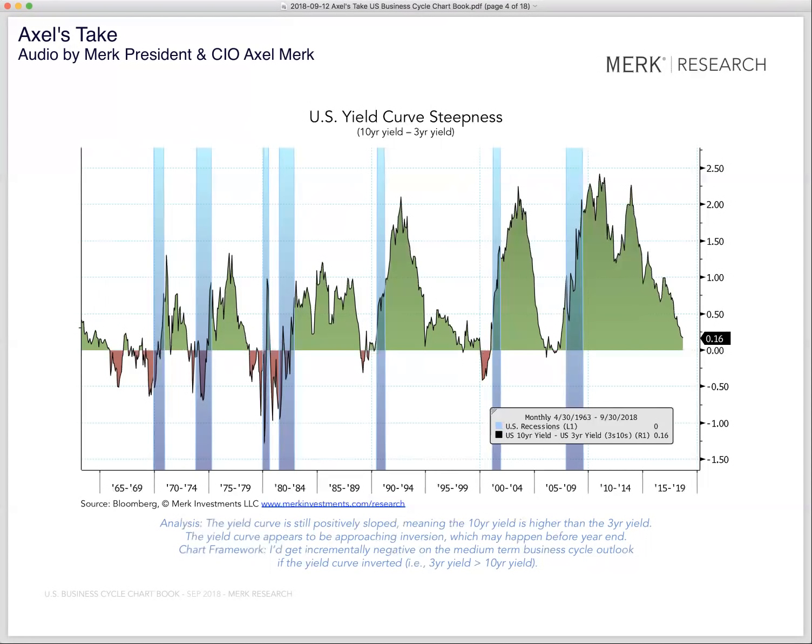A couple of things. One is that it is a necessary but not sufficient condition, at least historically speaking, that the yield curve inverts ahead of a recession. And obviously there can be a lag here, as we can see from a little over a decade ago as well. But you can get false signals.